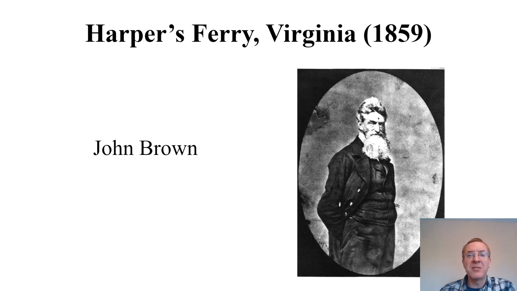And he decides he is going to do that in 1859 once and for all. And his plan was very unrealistic and brings into question what state of mind John Brown is in to come up with this plan. But the plan was to cross the Potomac River into Virginia to a small town called Harpers Ferry.